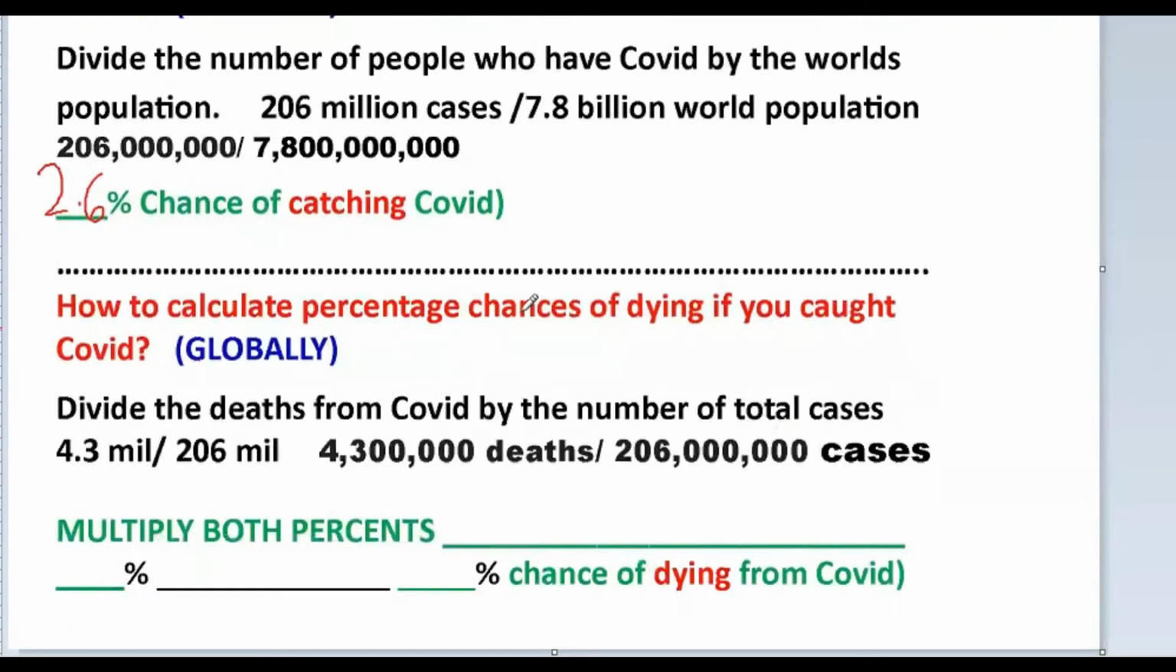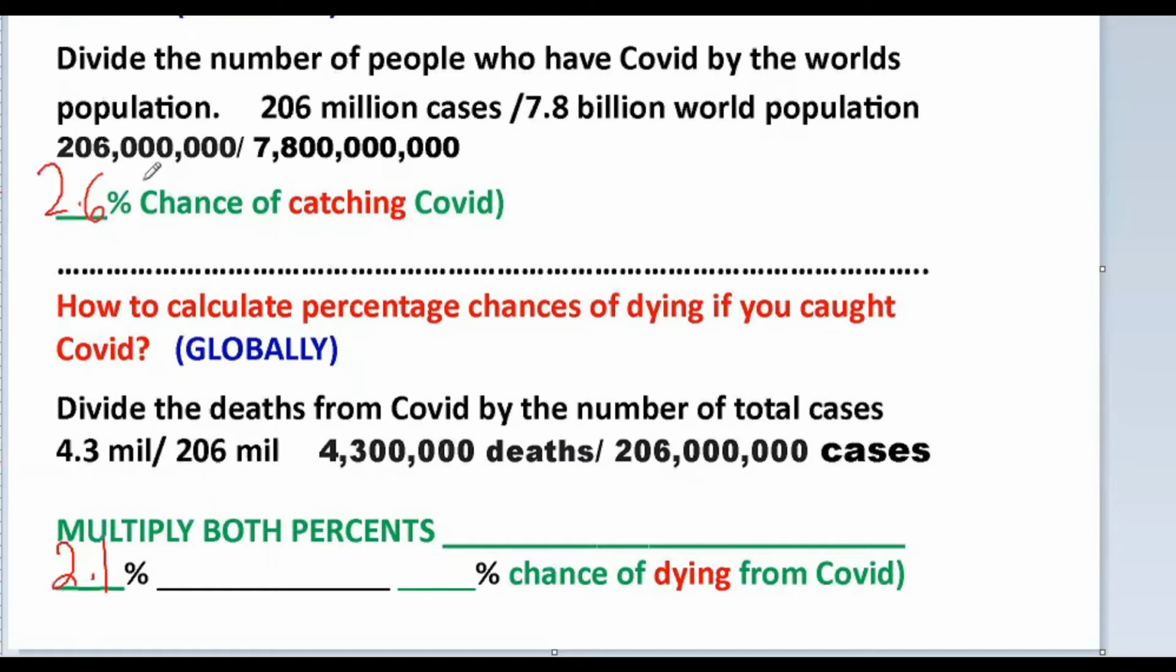How do I calculate the percentage chance of dying if you caught COVID? Well, first of all, you want to divide the deaths from COVID by the total number of cases. The total number of cases is 206 million, and we have 4.3 million deaths globally. So let's go ahead and do that. When we do that, you should get 2.1%. So that's not your final answer.